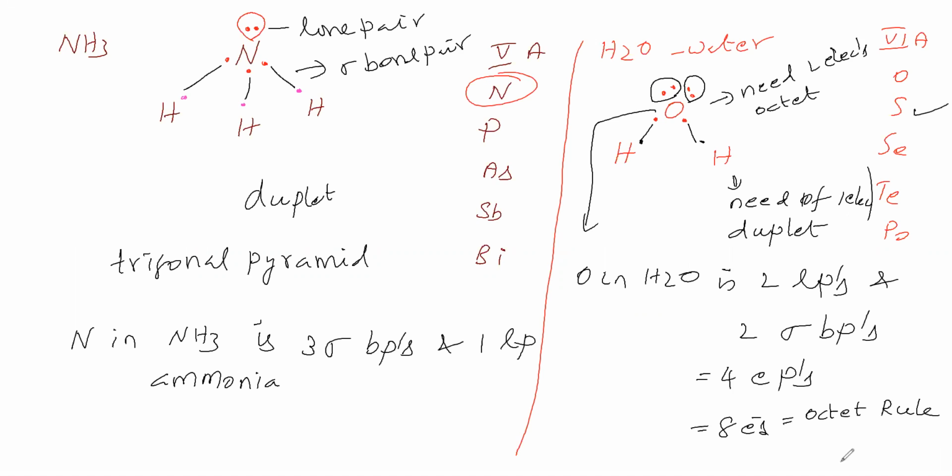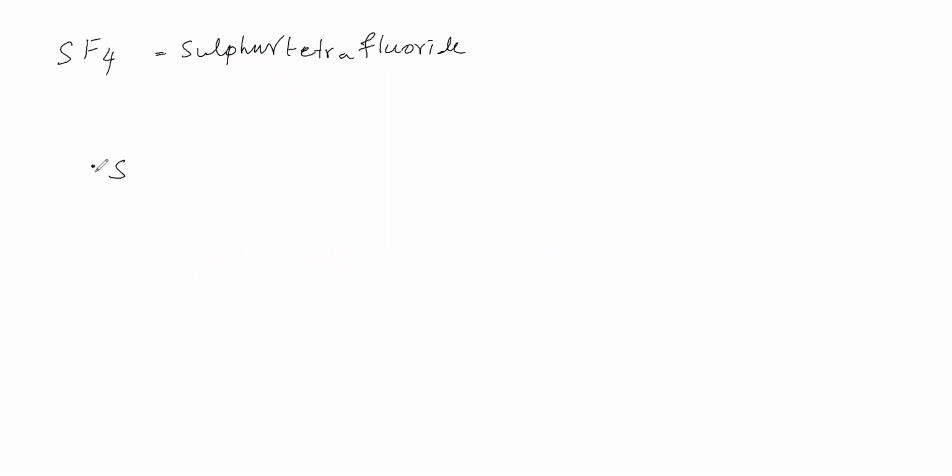Next we will take SF4. S is called sulfur, 4 is called tetra, F is called fluoride: sulfur tetrafluoride. Here we take the sulfur atom. Sulfur comes under 6th A group, therefore its valence shell contains 6 electrons. Okay, so 6 electrons are present in its valence shell. Therefore, we have given 6 dots.